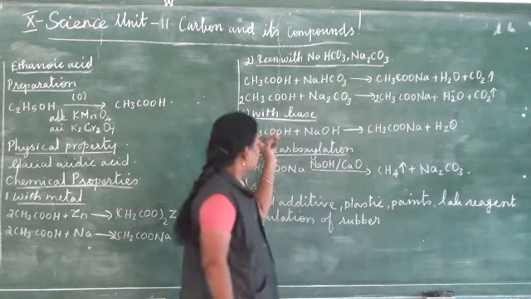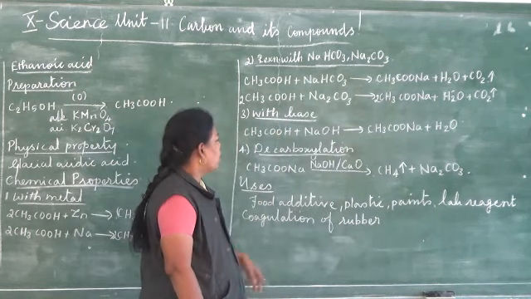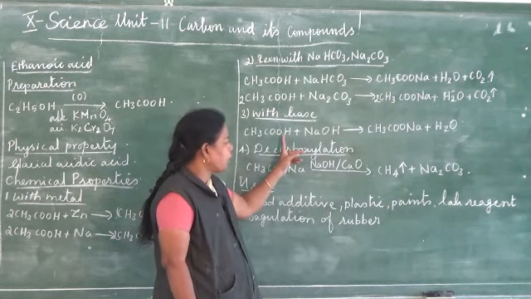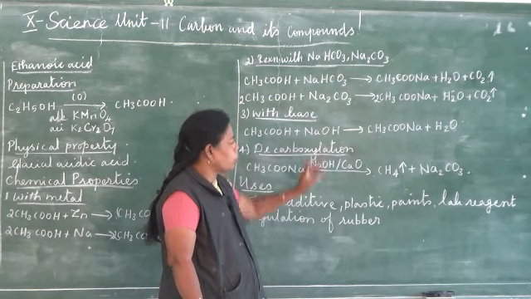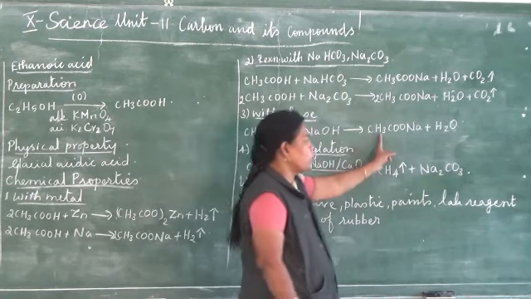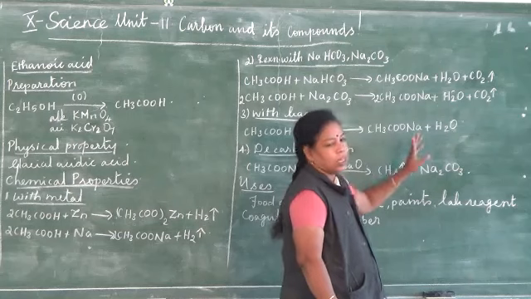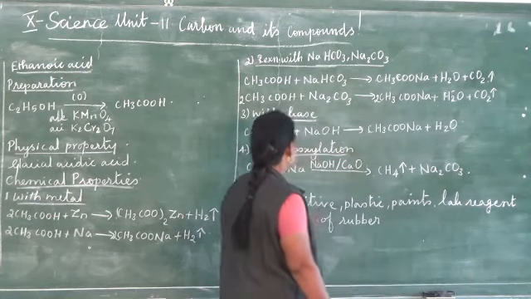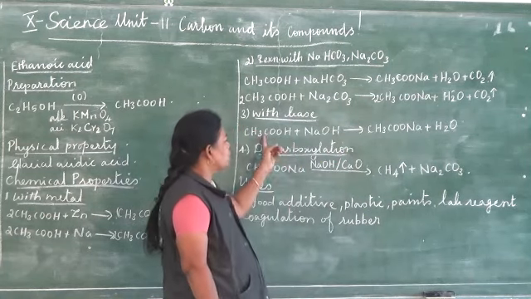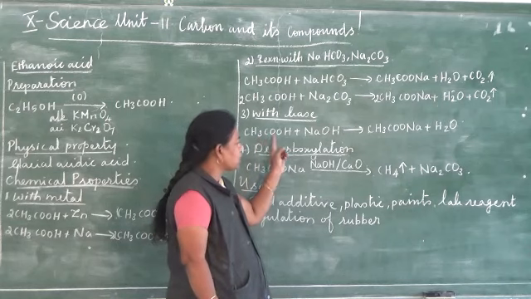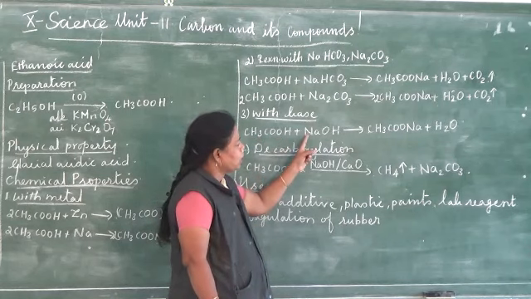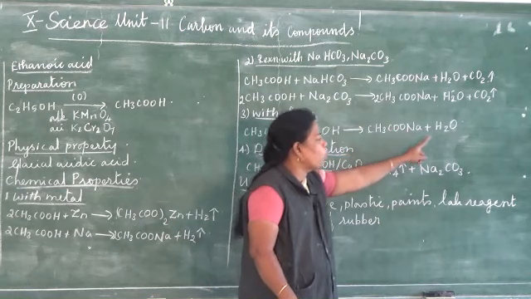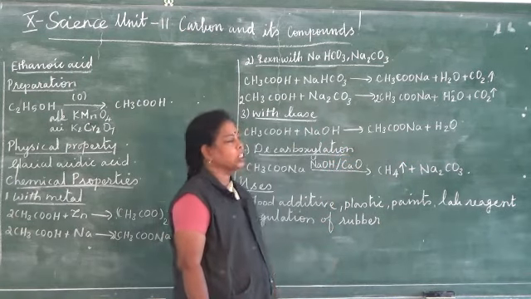And then reaction with the base. When ethanoic acid reacts with a base like sodium hydroxide, it forms sodium ethanoate or sodium acetate with the formation of water. This is a neutralization reaction. Acetic acid is a weak acid. When it reacts with the base, it forms salt and water. So this is a neutralization reaction.